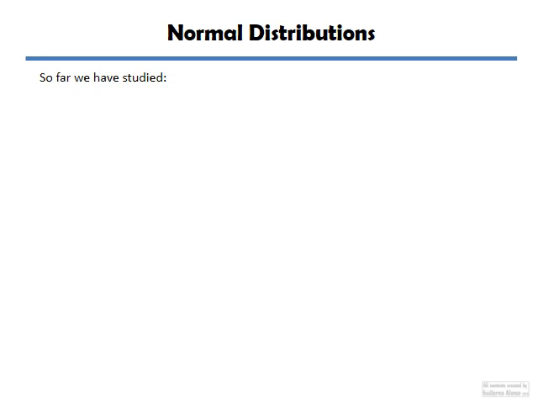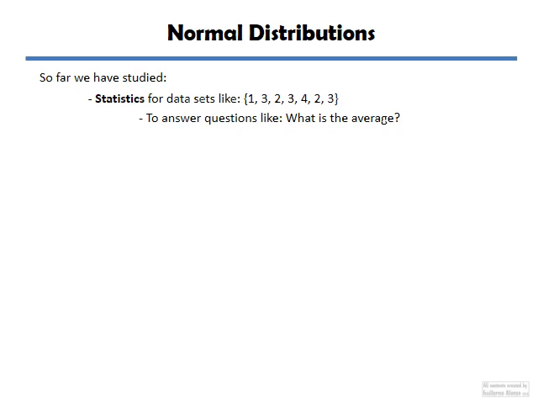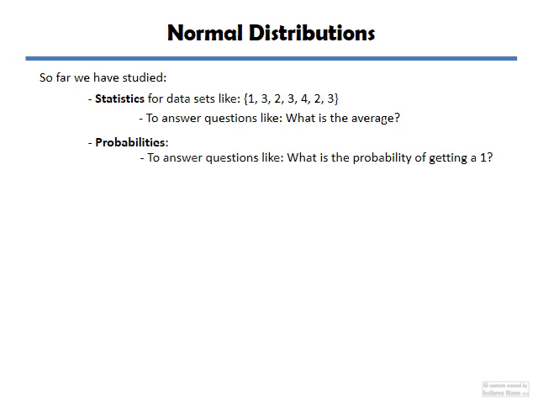So what are they? We have studied statistics for data sets like this one. We have a list of elements, and I calculate things like the average and the standard deviation, etc. And I've studied probability. And what do we do with this? Well, we have questions like, what is the probability of getting a 1 if I roll a dice?